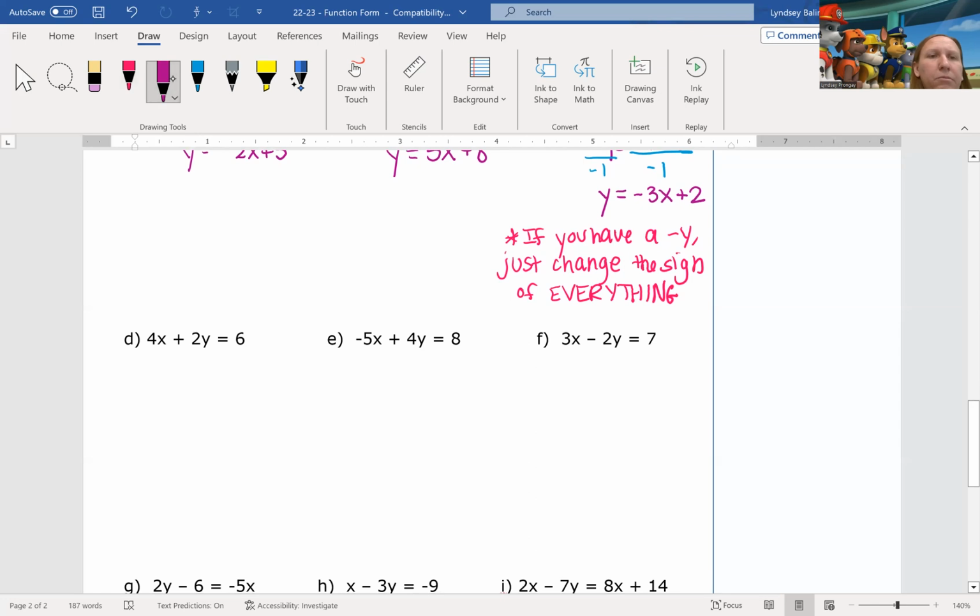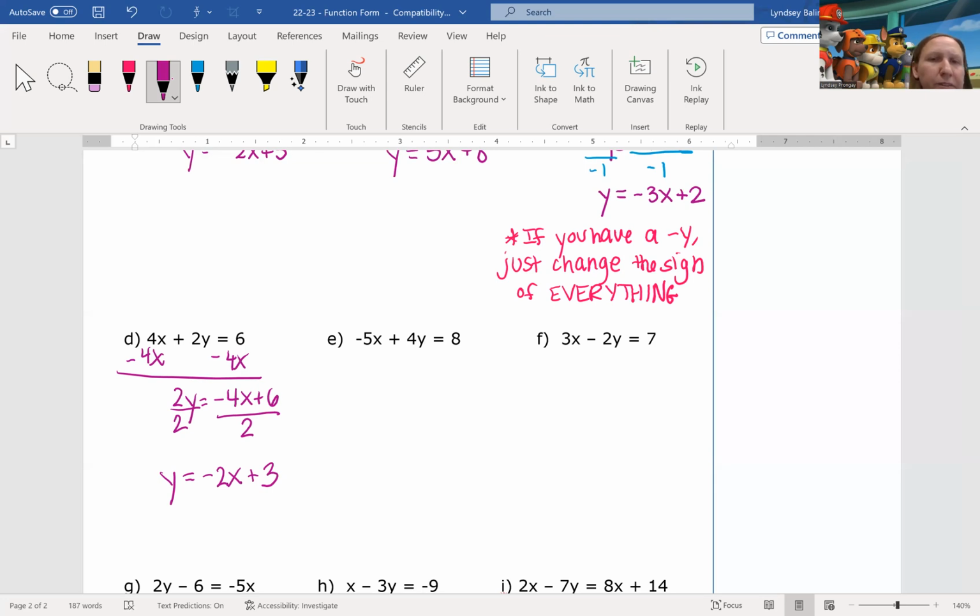Next one, we have 4x plus 2y equals 6. We need to move the x's over, so we're going to subtract them. We get 2y equals negative 4x plus 6. And now I have to divide everything by 2. Everything will divide by 2 nicely in this case, so no fractions yet. But negative 4 divided by 2 is a negative 2x. And then 6 divided by 2 is a positive 3.